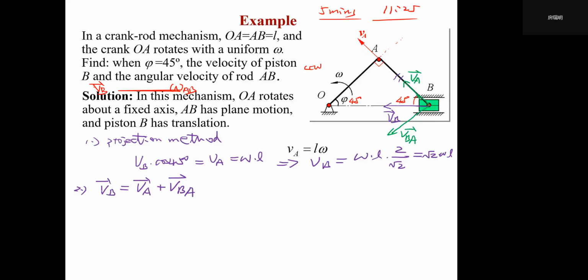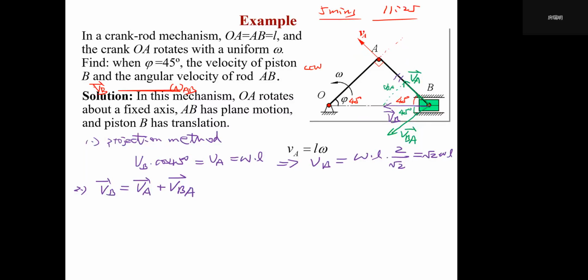Why? Because VB equals this vector plus this vector, we should always keep VB on the diagonal of the parallelogram constituted by VA and VBA, right? We should always remember that. So VBA is perpendicular to AB. If this angle is 45 degrees, then this angle is also 45 degrees. So VBA is perpendicular to VA, and we have this triangle. This is VBA.